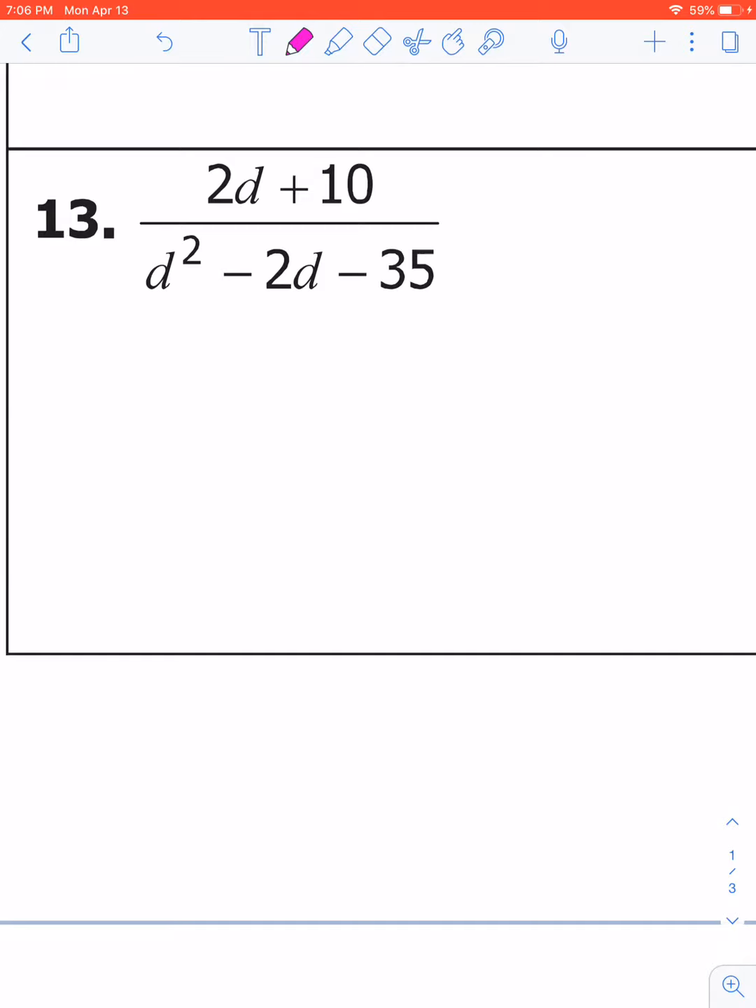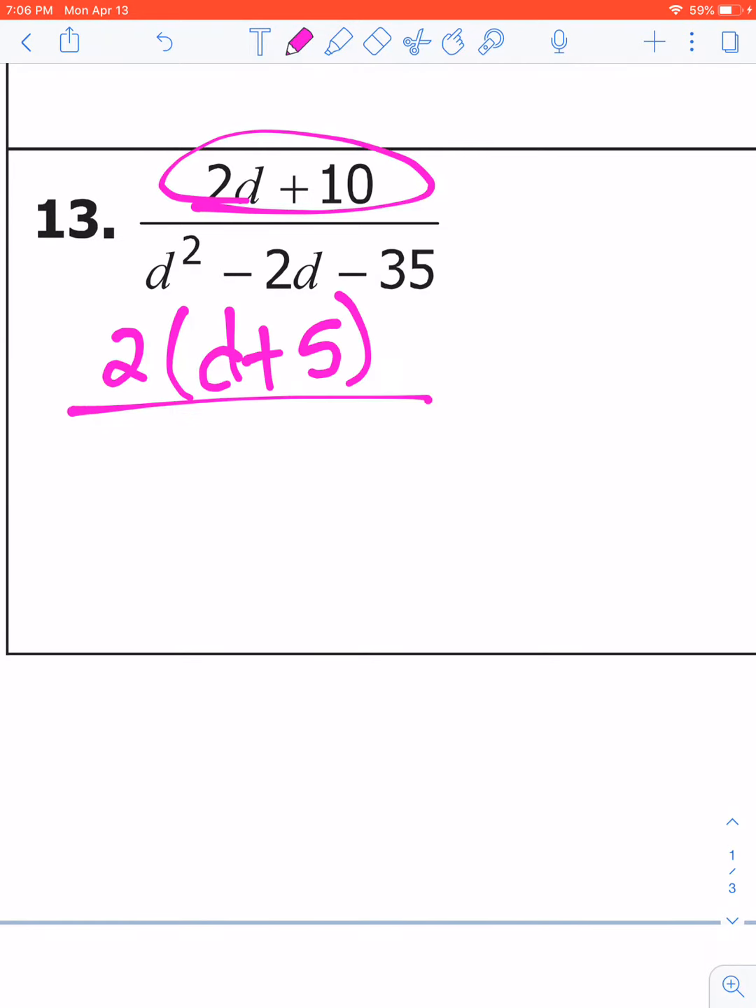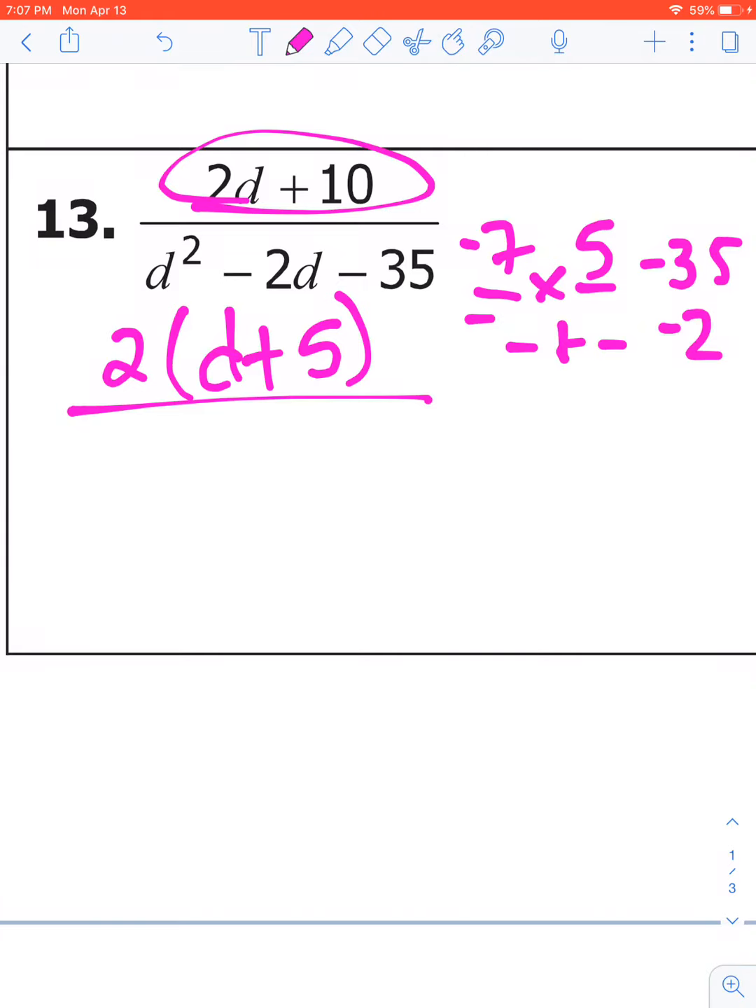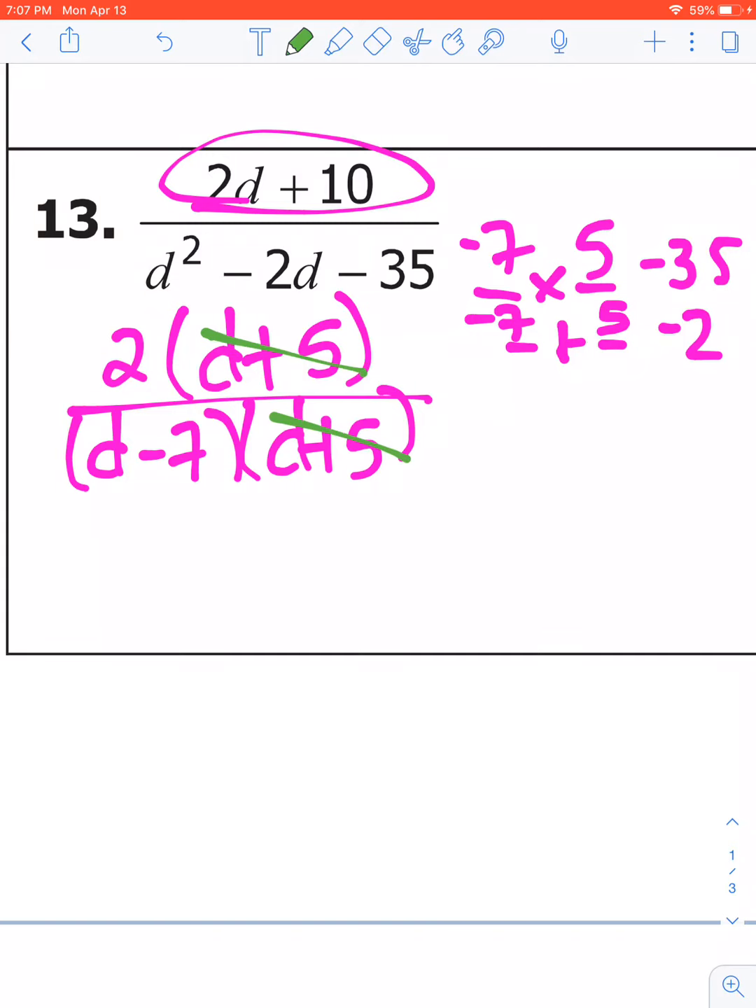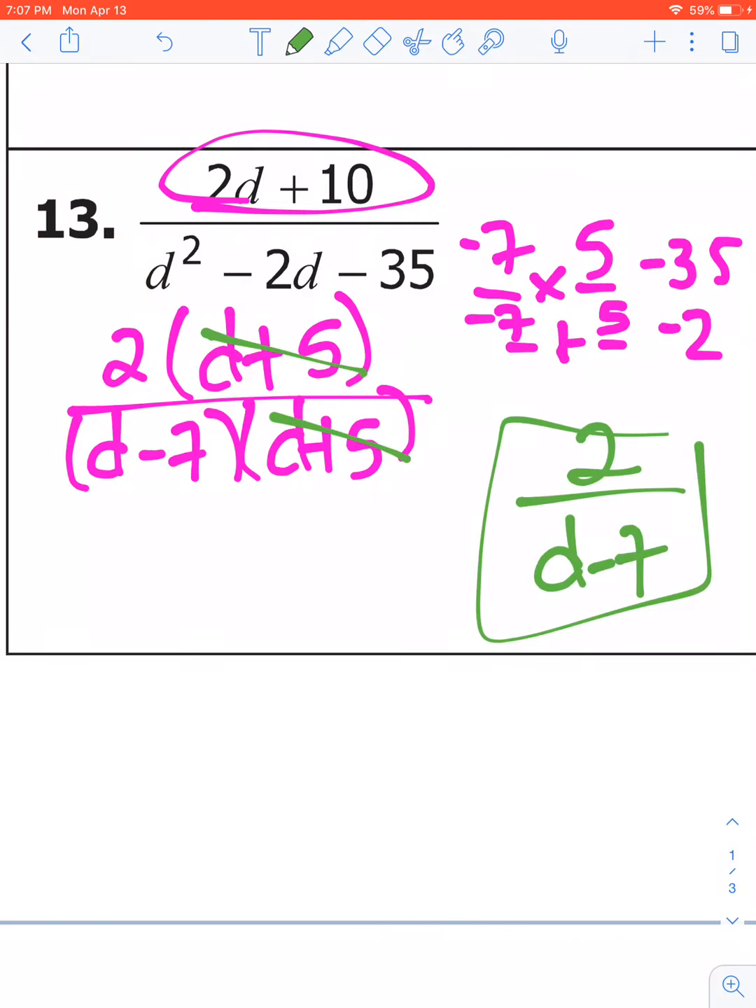All right, here we go. We're going to start putting some skills together. My first rule of factoring is a GCF. So in the numerator, I have 2 that's in common. So I can pull out a 2, and I'm left with d plus 5. D plus 5 is 2 terms, but it does not follow a difference of squares. The denominator is 3 terms, so I have to find 2 numbers that multiply to negative 35, but at the same time add to give me negative 2. That's going to be a negative 7 and 5. So this factors into d minus 7 over d plus 5. The d plus 5s do cancel because they're both binomials, so your final answer is 2 over d minus 7.